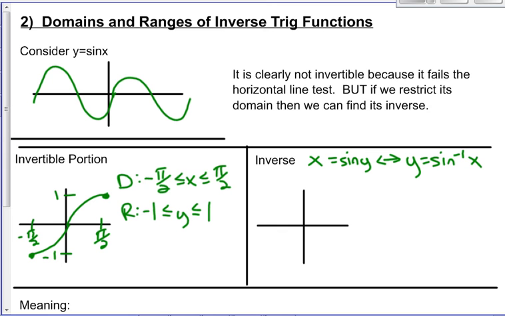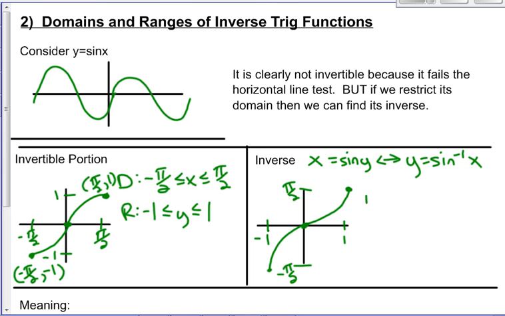Okay, so on the original, I have the point negative pi over 2, negative 1. Well, let's see. On its inverse, that will go negative 1, negative pi over 2. The point 0, 0, the origin, switch x and y, just gives you 0, 0. And this point over here is pi over 2, 1, so it becomes 1, pi over 2. And it looks like this. It's the mirror image through a diagonal line.